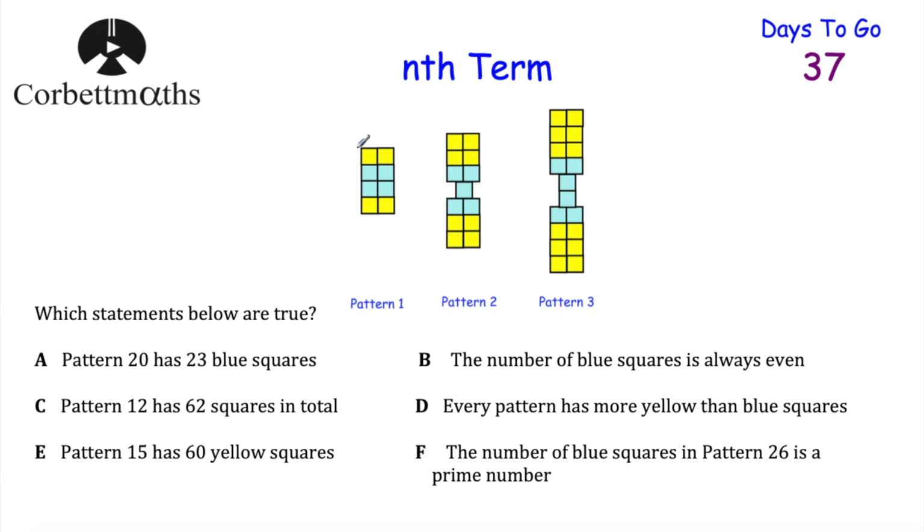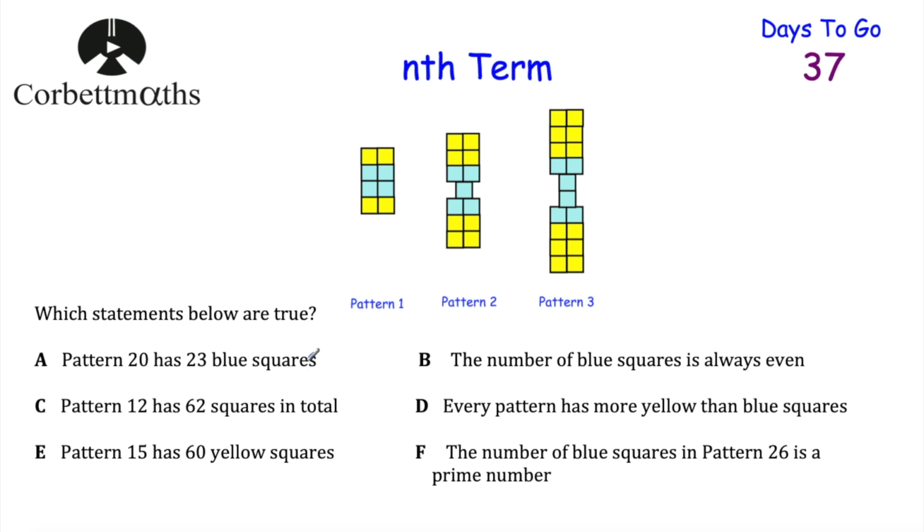So we've got this pattern of yellow and blue squares. So here we've got some blue squares in the middle and then some yellow ones above and below. Here we've got some blue squares in the middle and some yellow ones above and below. And again, we've got some blue squares in the middle and some yellow ones above and below. And we've got pattern 1, pattern 2, and pattern 3.